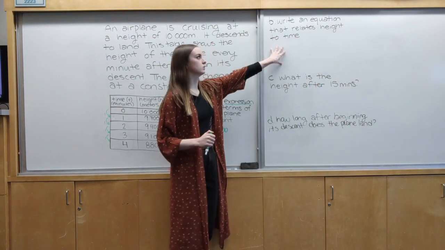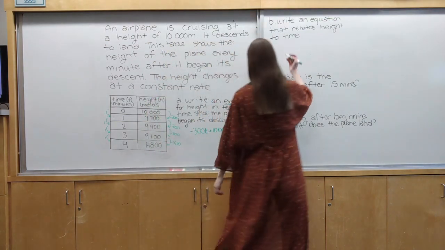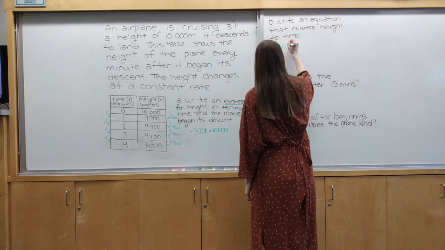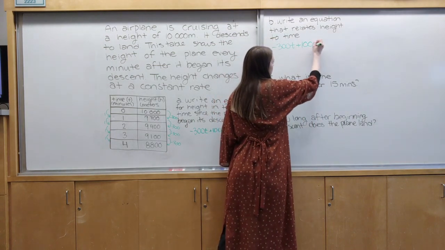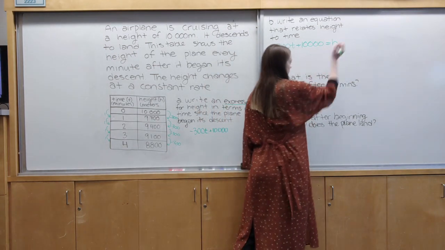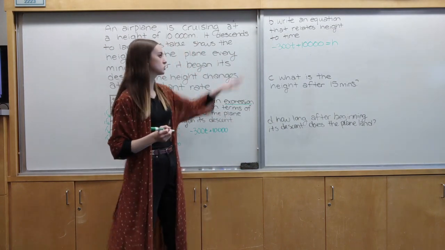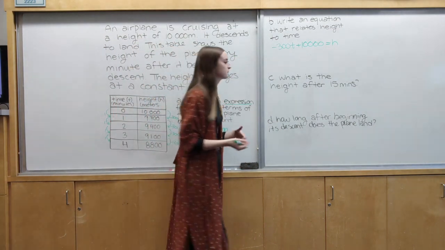The next thing we're asked to do is write the equation that relates time and height. So we've basically already done that. We have negative 300 multiplied by time. We need to add 10,000 to that, and that will be equal to the height. So the only thing that changed between these two is now in my equation, I have my equal sign.